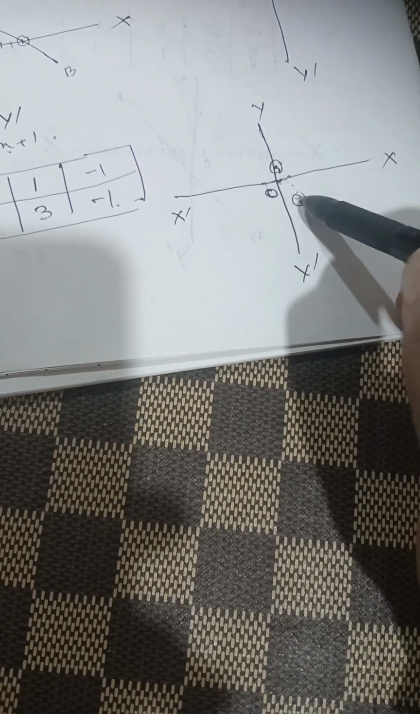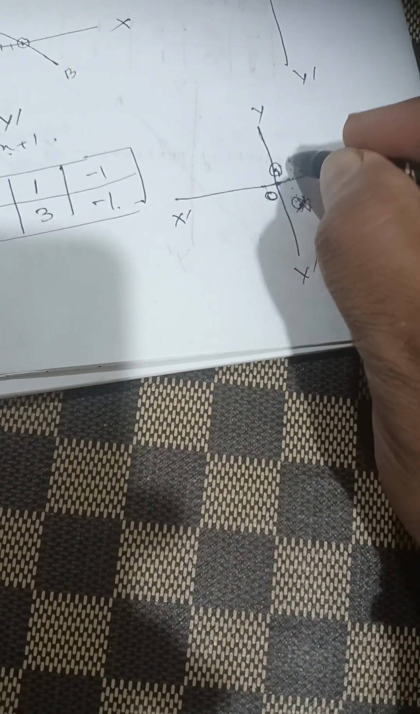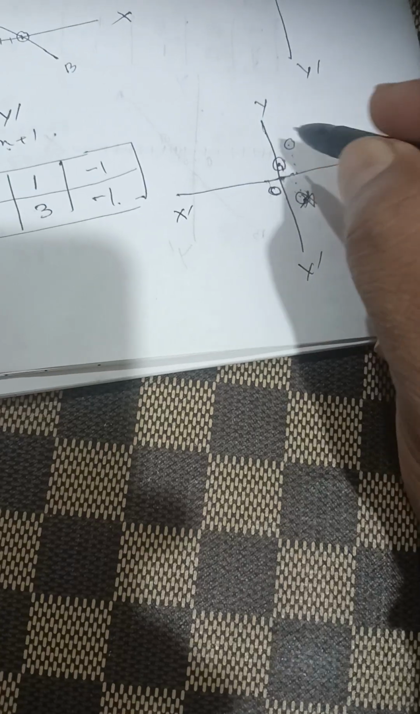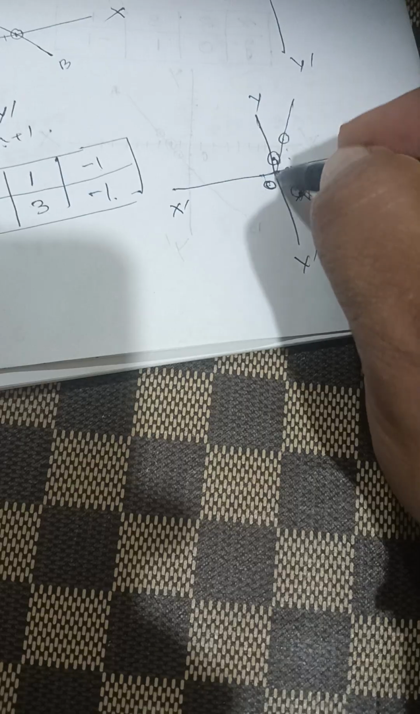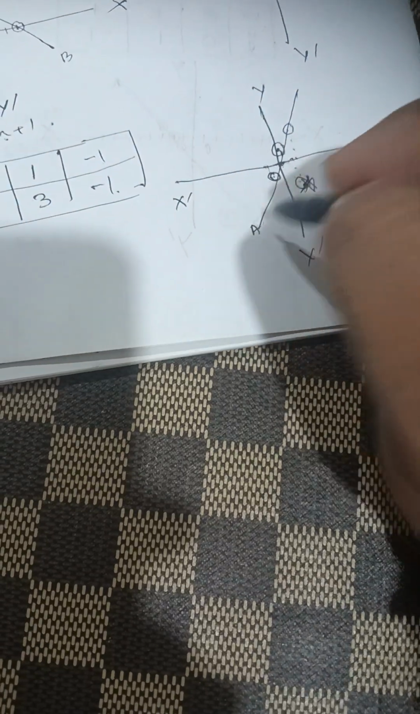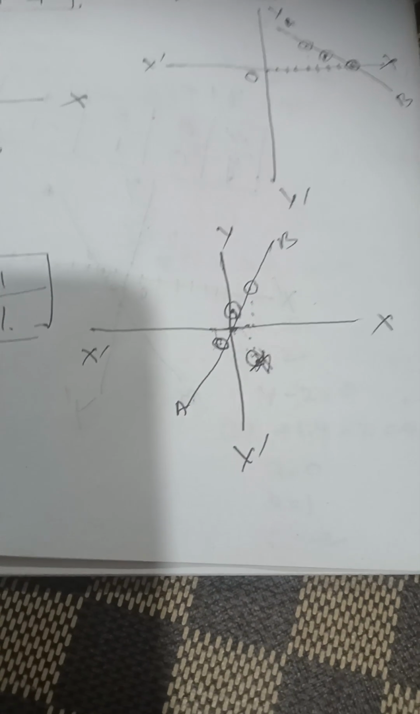There is 0, 1, this is it. 1, 3, 1 means yes, and 3, oh, I have done it wrong. This point is not correct. 1, 3 means 1, then 1, 2, 3. This is the point. And minus 1 here. This was the point. Now you can join all these 3 points. The graph will pass through all these 3 points. So this is the answer of the last one.